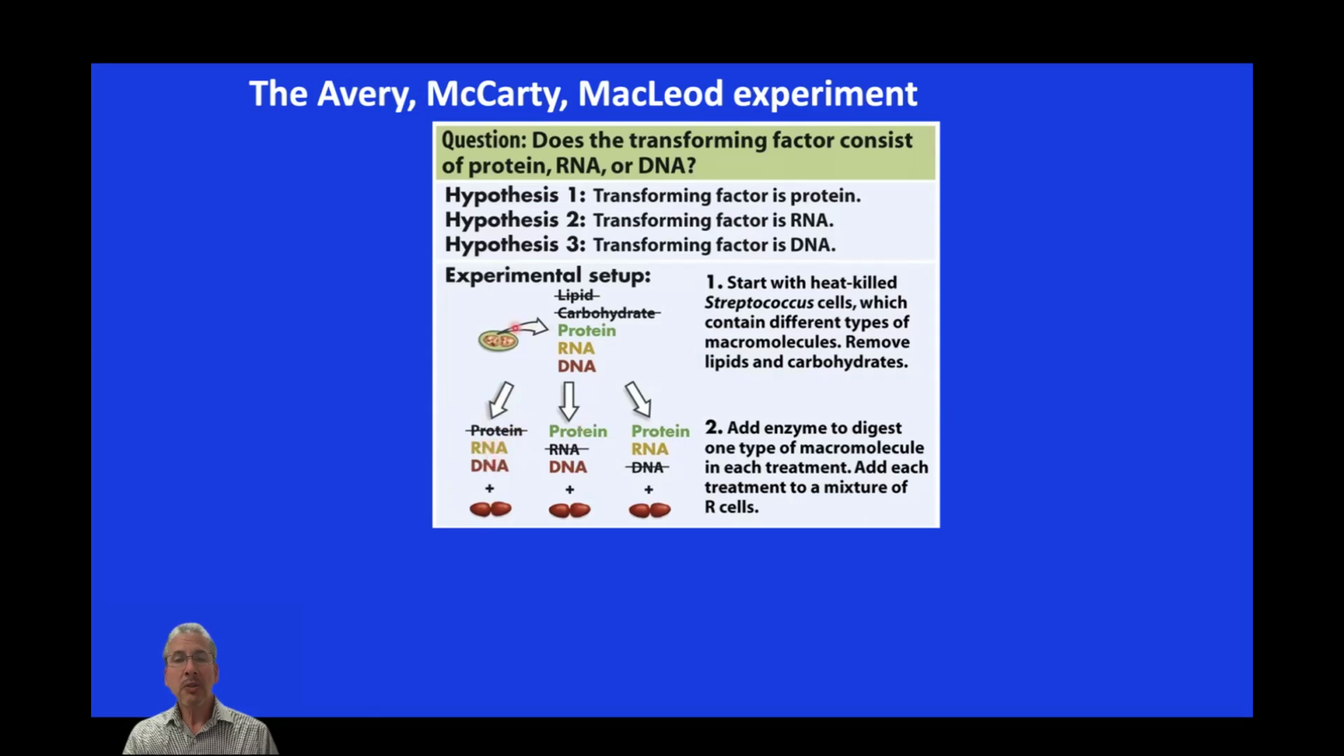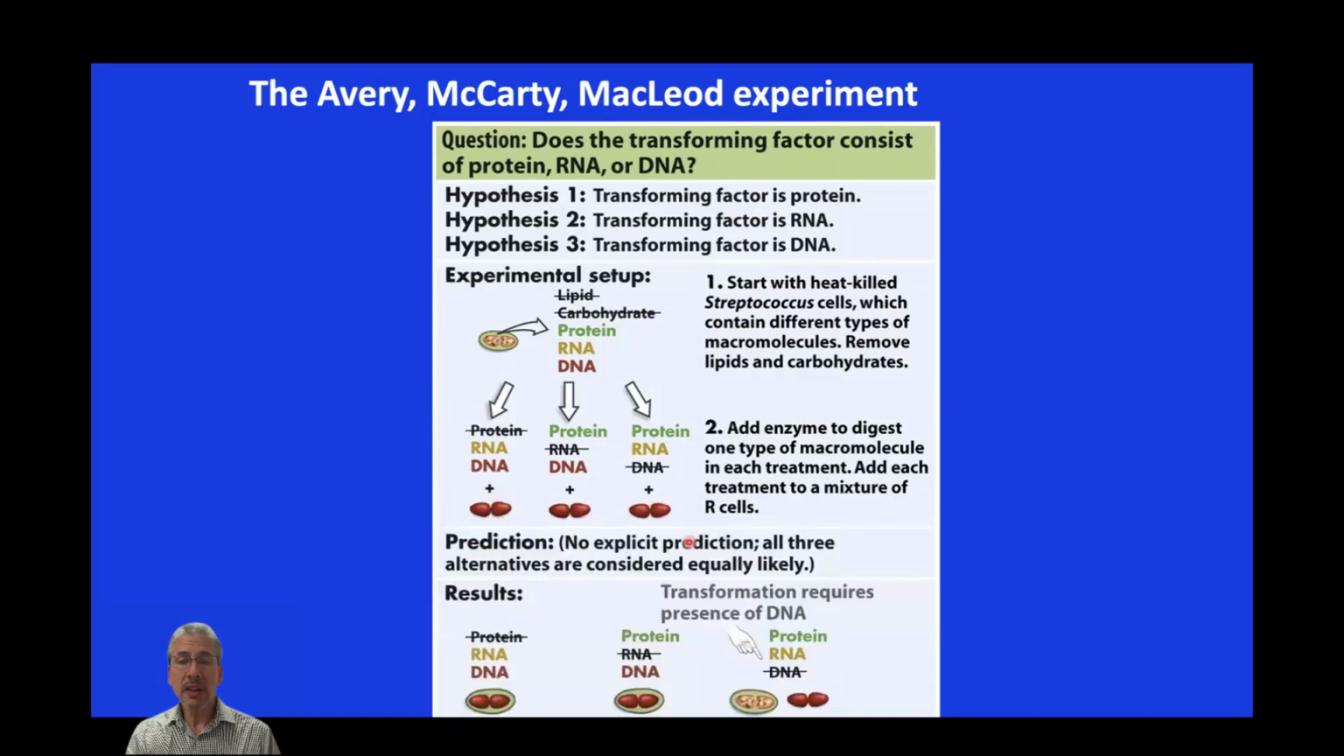To another batch, again, they took heat-killed smooth cells, added enzymes that broke down all of the RNA, but left the protein and DNA intact. A third batch, same idea, but they had enzymes that broke down all the DNA and left the proteins and RNA intact. Then they mixed each of those with living rough cells and asked the question, which, if any, of those treatments results in these rough cells being transformed into smooth cells?